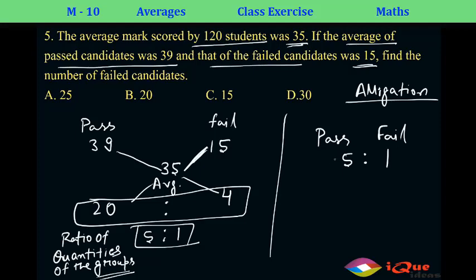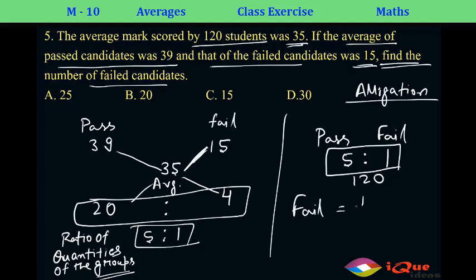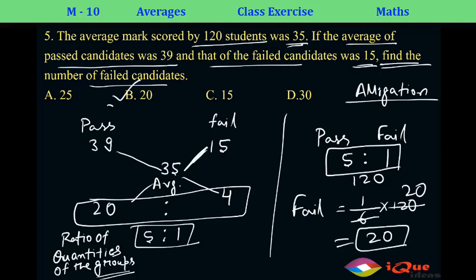Now here the total number of students is 120. And that has to be divided in the ratio 5 is to 1. The question is saying number of failed candidates. So failed candidates number would be equal to 1 divided by 1 plus 5 is 6, into 120. So basically you have to divide 120 in the ratio 5 is to 1. 6 cancel 20 times, 120 20 times. So it is 20 students who have failed. That means the answer of this question is B option. Alright. Now the next question.